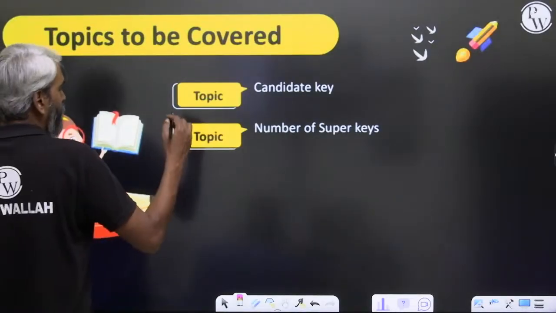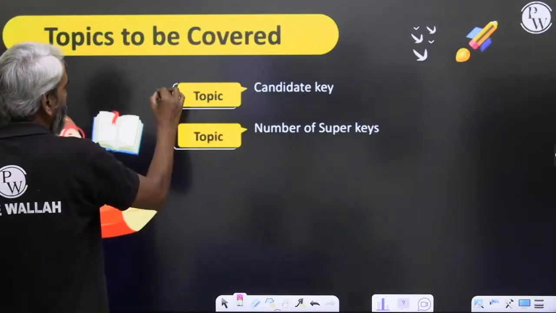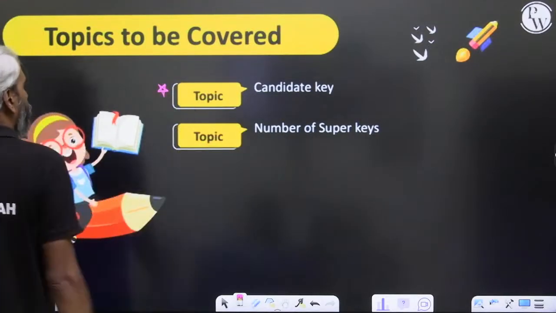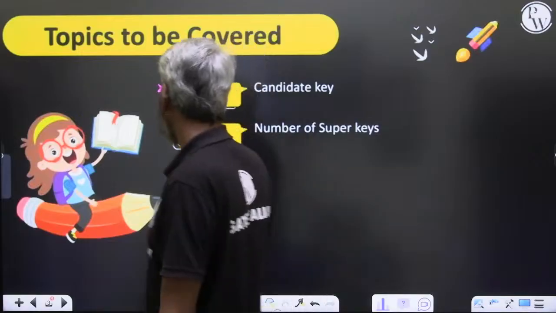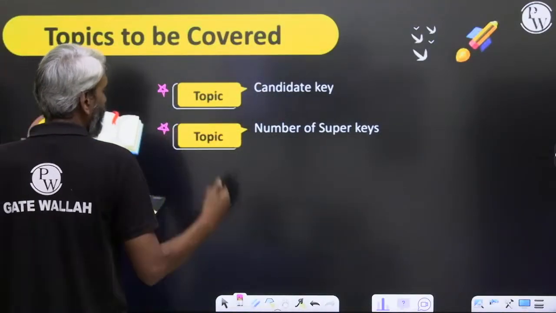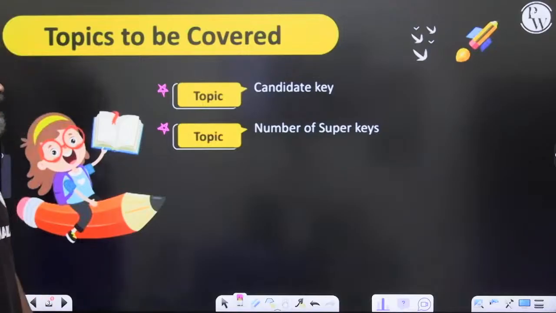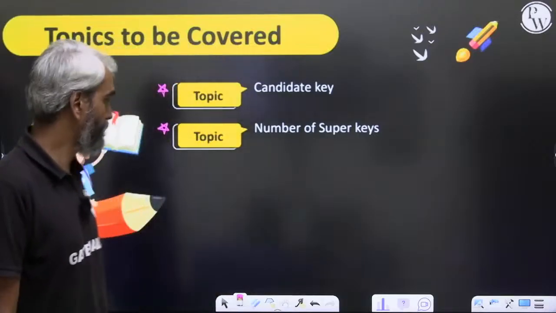But in the last class, we have seen three examples, and I gave you some homework problems to identify the candidate keys of those relations. So we'll see those homework problems, and then we'll see that given the candidate keys of a relation, how can you identify the number of super keys possible for the given relation?